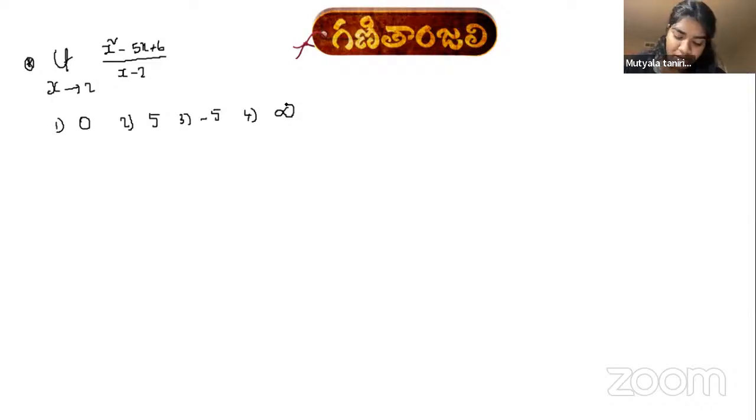So the derivative of x square is 2x. The limit is x square minus 5x plus 6 over x minus 2. Yes, very good. First of all, check whether it is in the form of 0 by 0 or not. If it is not in the form of 0 by 0, we can't use L'Hospital rule. Yes, so it's 0 by 0. So we should use L'Hospital rule.